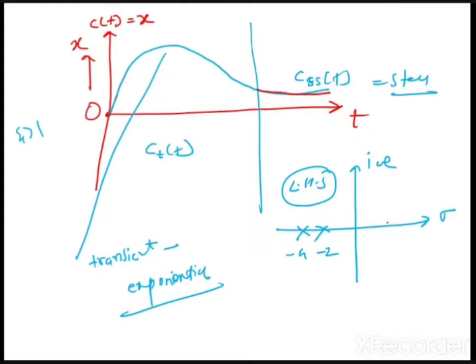Absolutely stable means it will reach the steady state. If the location of the roots was like this, the graph would have become like this. Maybe it would have gone to infinity without reaching the steady state. I hope you have understood this. So this is the interconnection between the nature of the roots, the value of the damping factor zeta, and the location of the roots. This is all, guys, you have to understand.